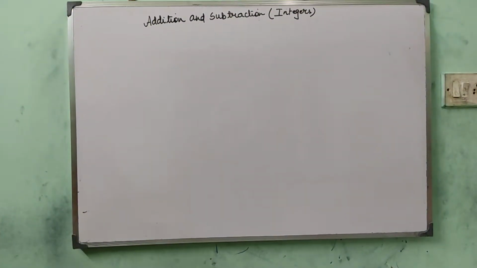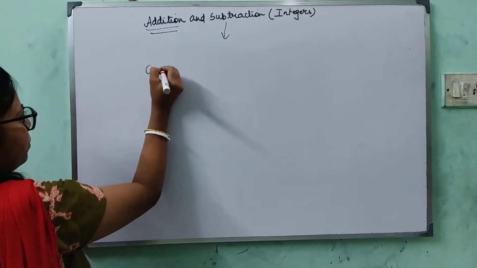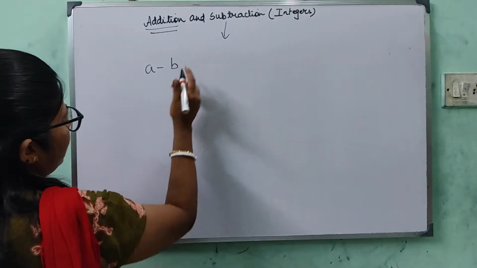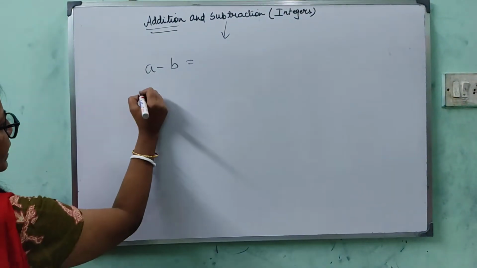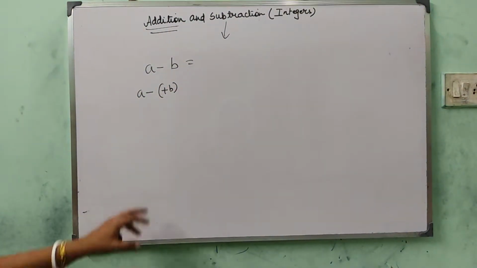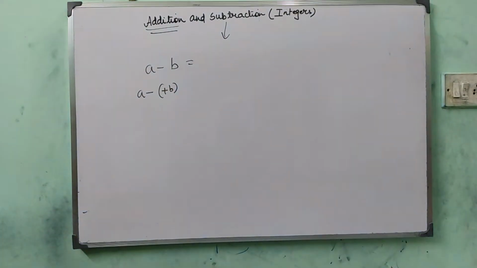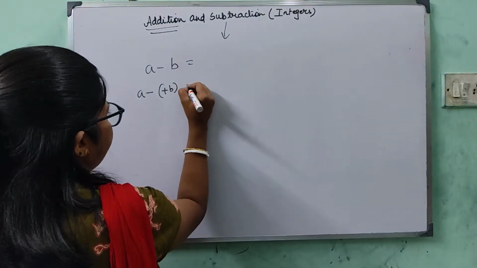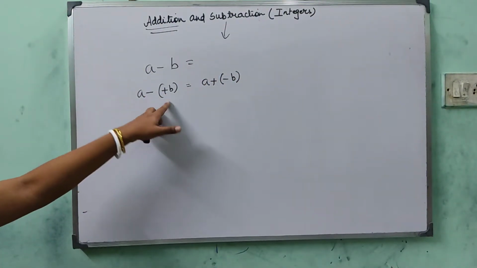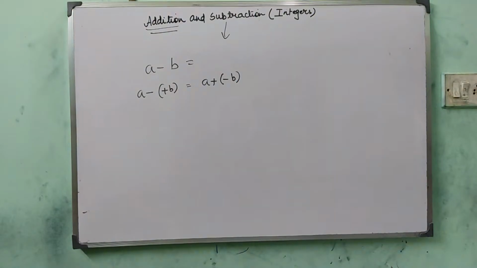Now this was about your addition. Now we are coming to subtraction. So subtraction is denoted by a minus b. Now this a minus b, how to do it? I can write this as a minus of plus b, because minus into plus is minus. Now what I will do, I will change this minus expression into a positive expression. That is, I will just interchange the sign. That is, I can write this as a plus of minus b. Same thing, plus into minus is minus ultimately.